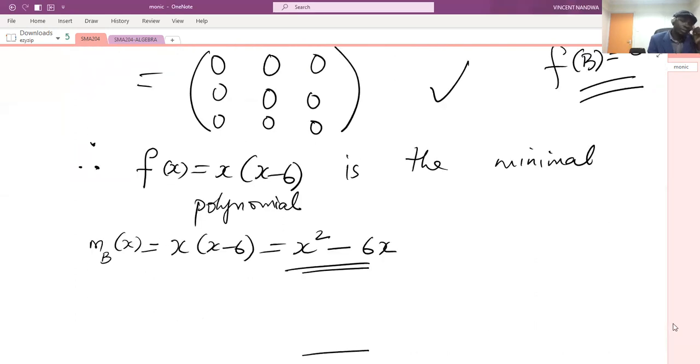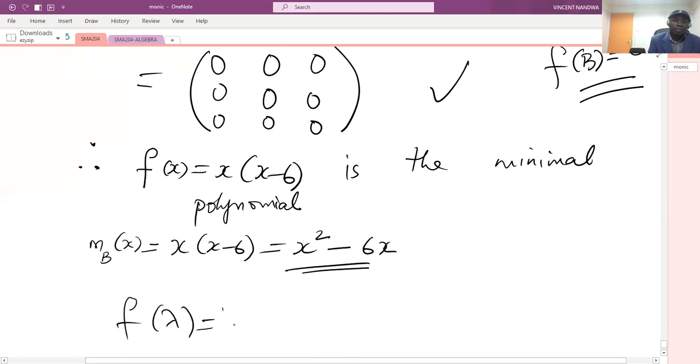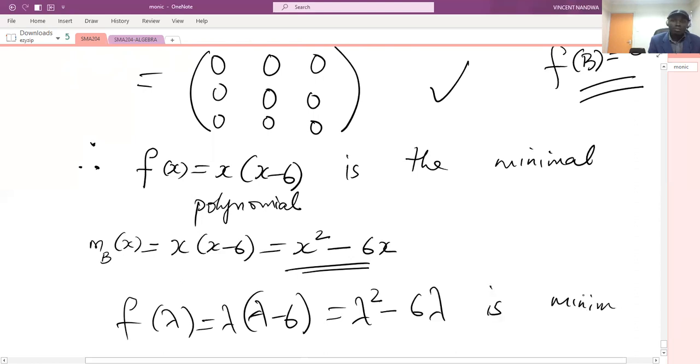Remember, another person can use another variable, take lambda to be the variable. So you can as well say f of lambda equals to lambda into lambda minus 6, which is the same as lambda squared minus 6 lambda, is a minimal polynomial. So there's nothing special with that. We can decide to use lambda throughout as a variable. So that is what we get for that given problem.